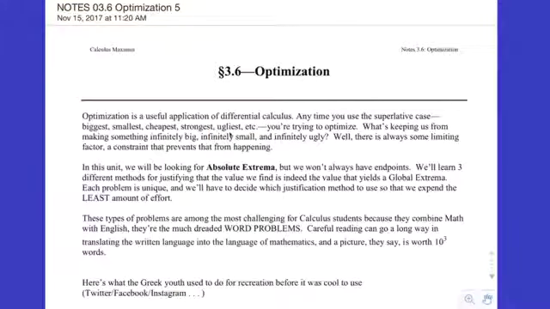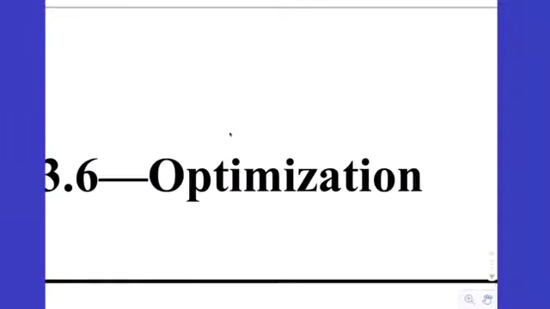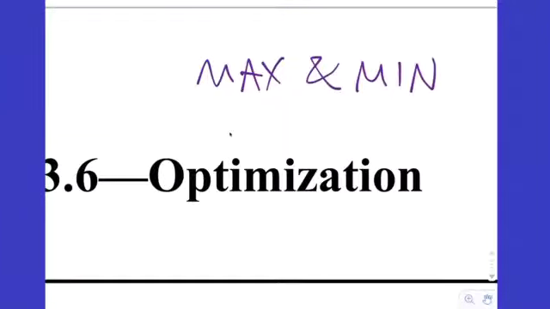3.6 is optimization, and we've really already done the main idea behind optimization when we did the EVT. What did the EVT say? Absolute extrema, right? I knew what you meant when you just said extrema, so did everyone else, because if you don't say absolute or global, it means extrema. The EVT said if the function is continuous on a closed interval, you're guaranteed to have both a max and a min on an interval, okay?